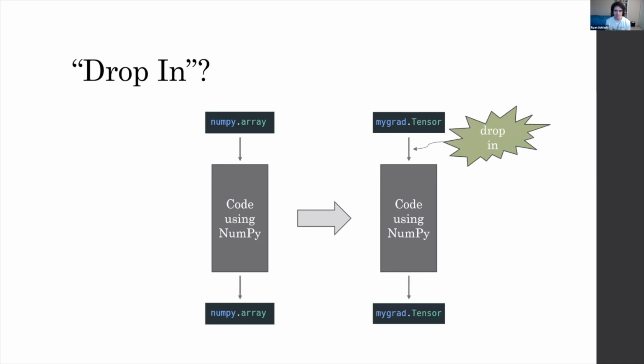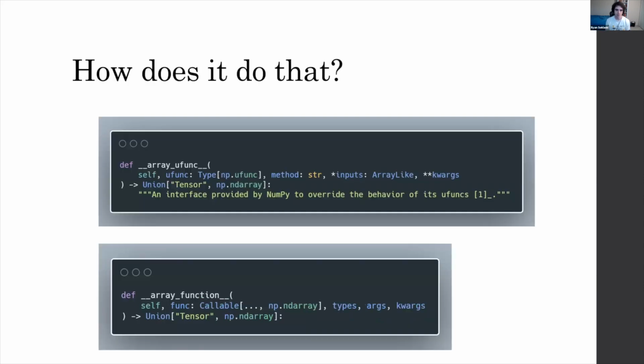And what will come out is a MyGrad tensor. But that MyGrad tensor will know how to take the derivative of the code that we were using. Again, whether or not you had written the code or I did, or if it was some functionality provided by scikit-learn or some other NumPy-based library. So how does it do this? Well, the MyGrad tensor has two functions that implement a protocol that's actually provided by NumPy itself that allows you to override NumPy's ufuncs or functions.